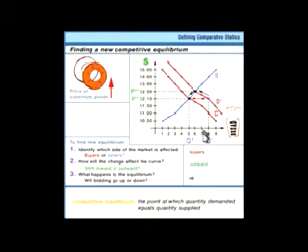So the market for bread has gotten a little bit bigger because bagels, a substitute, are now less attractive.